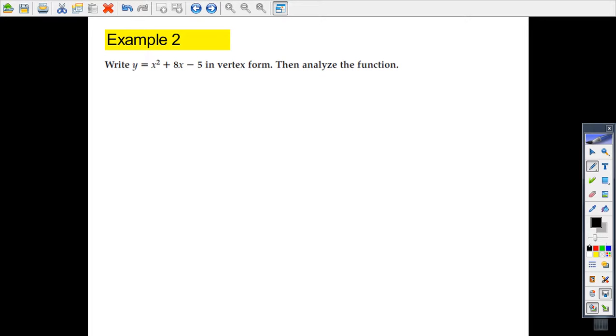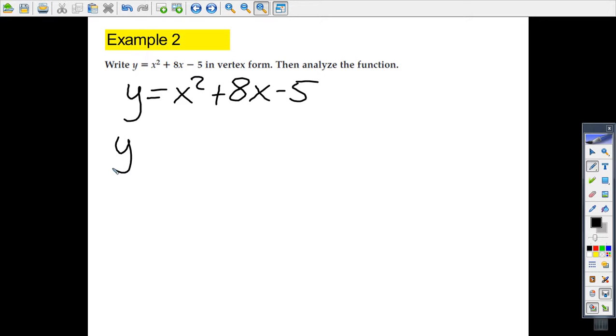So we can do that. How do we do that? Well, if it's in standard form, if I have y equals x squared plus 8x minus 5, I want to change this so that it gets into vertex form, which is y equals a times parentheses x minus h all squared plus k. Well, how to do that is you're going to complete the square. Ta-da.